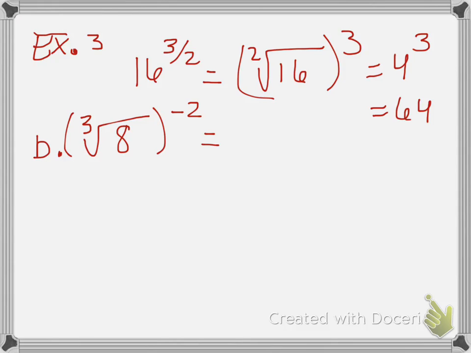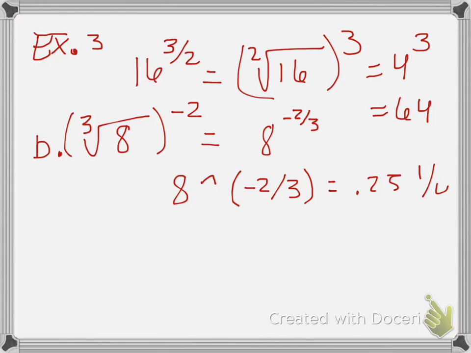So, first I need to rewrite this. So what does it become? 8 to the what? 8 to the negative 2 over 3. When you put this into the calculator, this is what you're going to plug in: 8, caret key, parentheses, negative 2, divide by 3. When you put that into the calculator, what do you get? 0.25. 0.25 or 1/4. There it is.